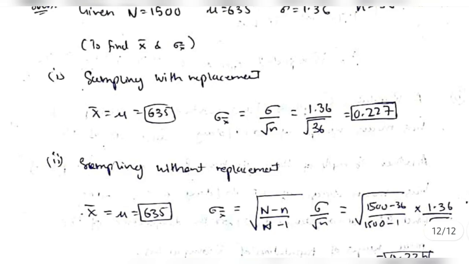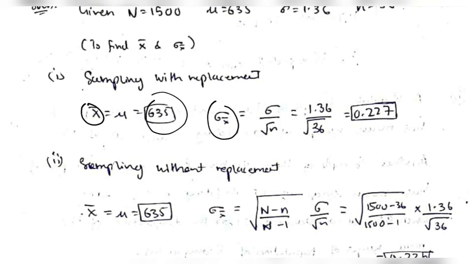In the first case, we will be looking at sampling with replacement. Two things we need to find out, right? X bar and sigma x bar. So what is the value of x bar here? That is the same as the mean. With replacement, it will be the same as the mean, which is 635. So here the value of x bar is also 635.